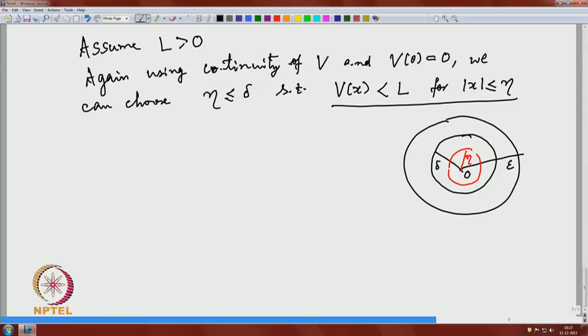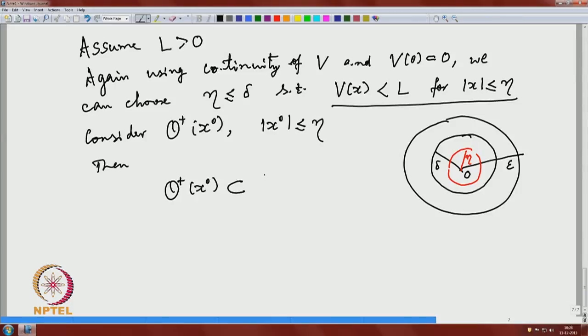This I can do because I am assuming L is positive, and we will show how we get a contradiction on that. Now consider this x t, the positive orbit starting at x 0. I take mod x 0 less than or equal to eta, which is automatically in that delta. So, that is no problem. By assumption and this construction, the entire orbit O plus x 0 is contained in mod x less than or equal to epsilon. This comes from stability. So, this is part 1.